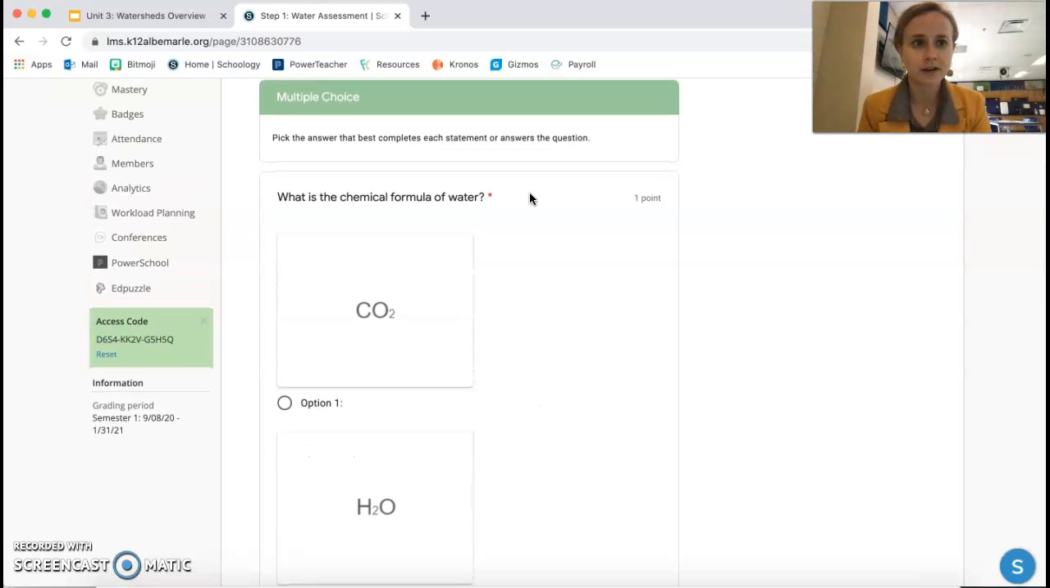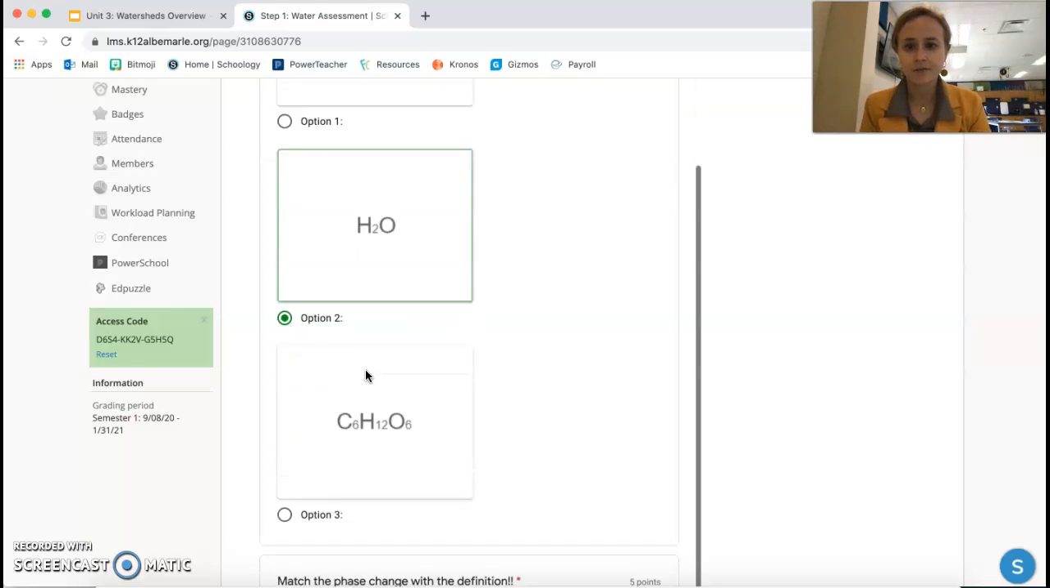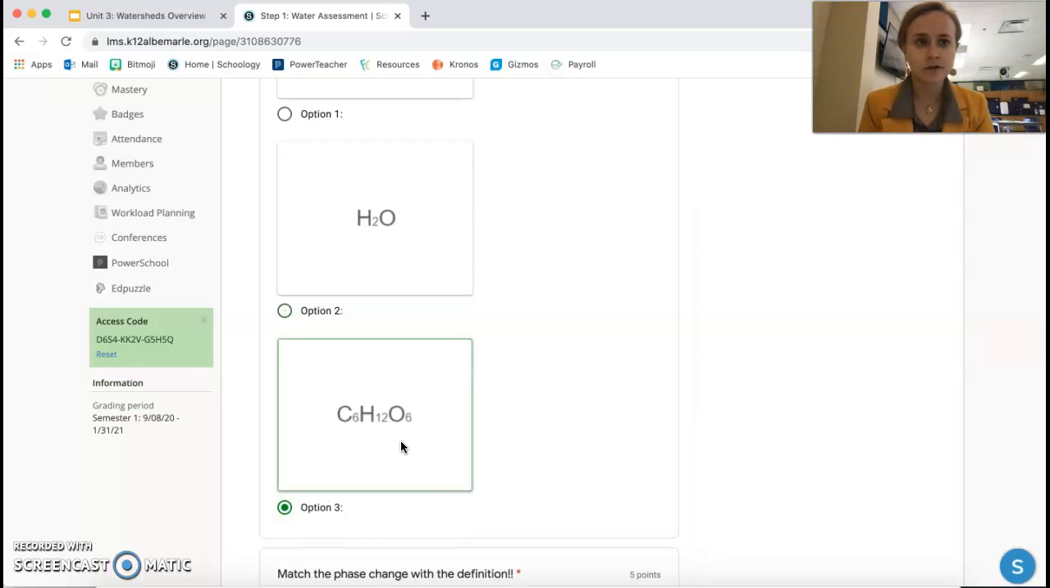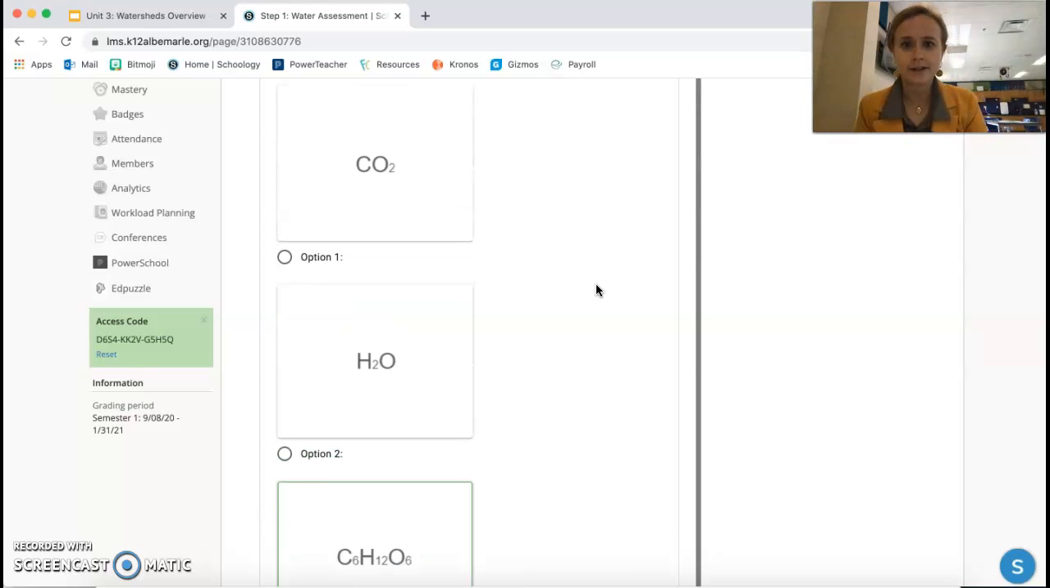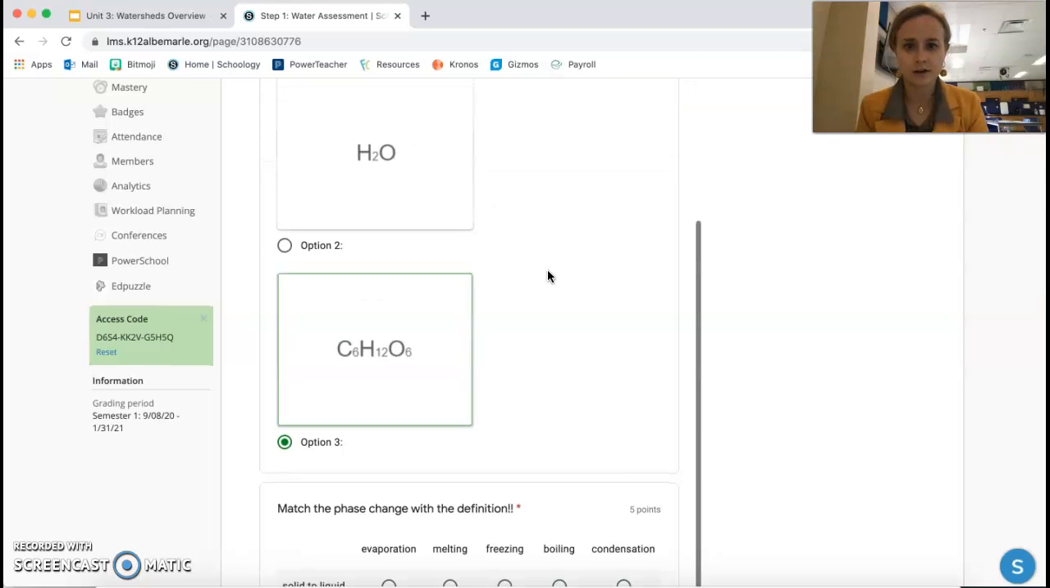Question number 1. What is the chemical formula of water? Is it CO2, H2O, C6H12O6? What is the chemical formula of water?